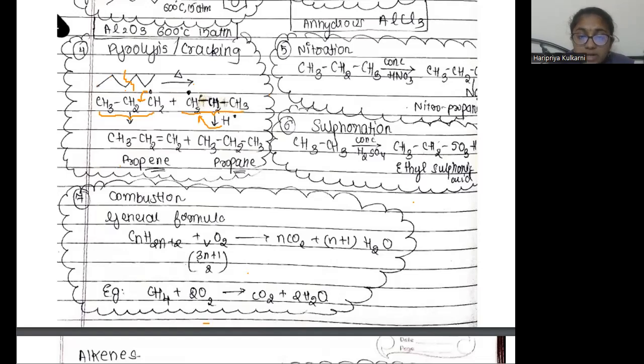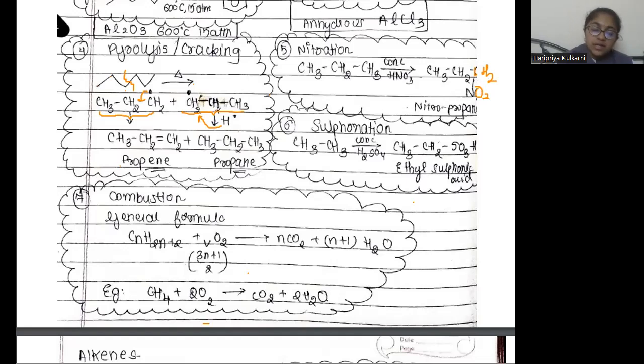Coming to nitration. The name itself suggests nitration is related with nitric acid. So reaction in the presence of concentrated nitric acid. So CH3, CH2, CH3, reacting it with concentrated HNO3, we'll get CH3, CH2, CH2 and NO2. So this is nitropropane.